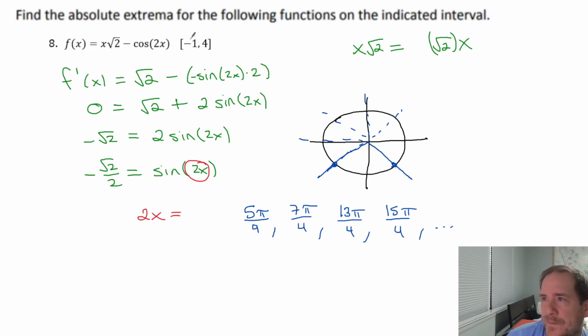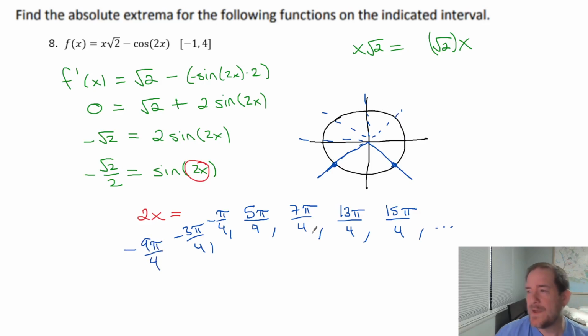But don't forget, there is a little room for negative answers here too. Not as much room as there was for positive answers. But if I went negative, I would get negative 1 pi over 4 and negative 3 pi over 4. So 1, 2, 3, 4, 5, 6, 7, 8, maybe negative 9 pi over 4. That's probably too big at this point for sure. But here's a big old list of possible angles. And notice all of these angles are equal to 2x, so I need to chop them all in half.